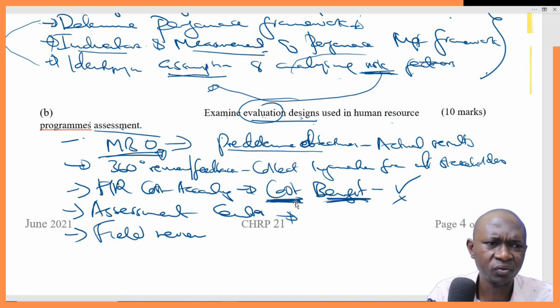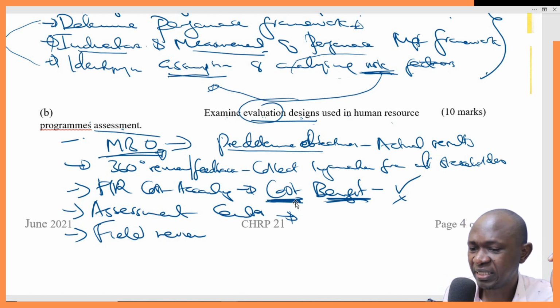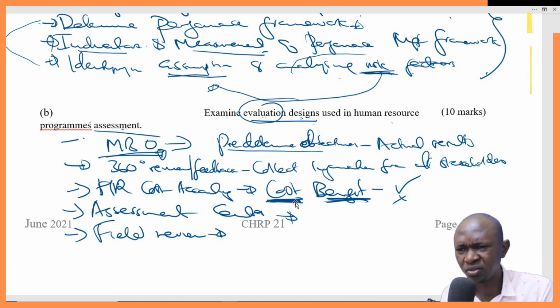Field review, though this is time consuming. It's time consuming. That is the weakness of this style, the field review style. But it's also a design that is used especially in assessing how practical the idea is. So you put it in the field and you see if it can give you the desired outcome. So that is called a field review.